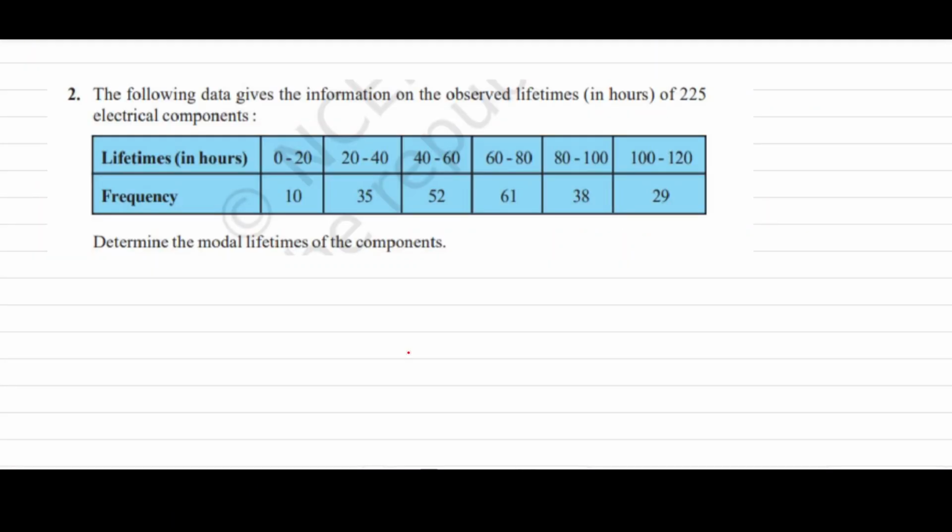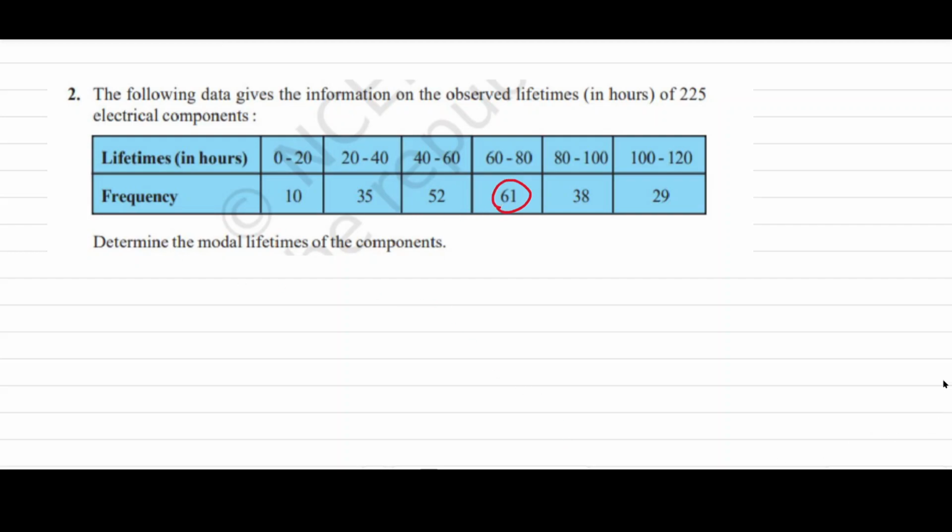Now look at this question. The following data gives the information on the observed lifetimes of 225 electrical components. Here lifetime in hours: 0 to 20, 20 to 40, 40 to 60, 60 to 80, 80 to 100, 100 to 120. Now the frequencies are given in successive order respectively: 10, 35, 52, 61, 38, 29. Now here this is the maximum frequency.